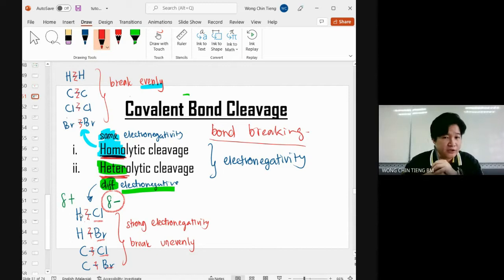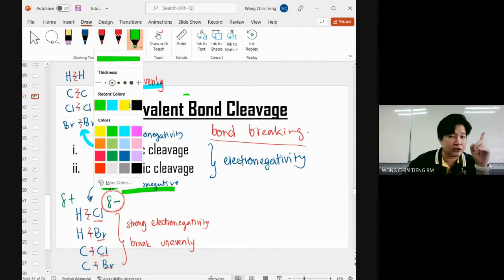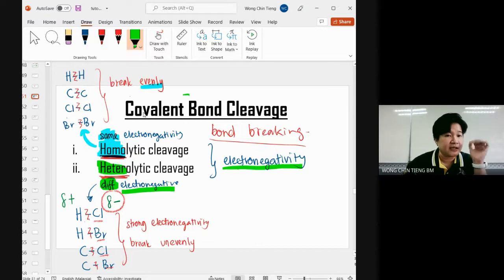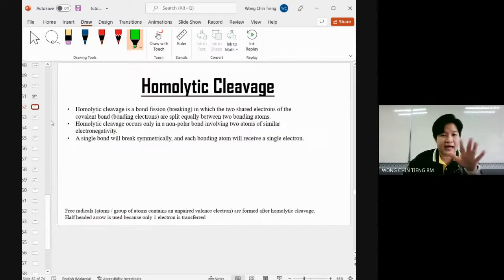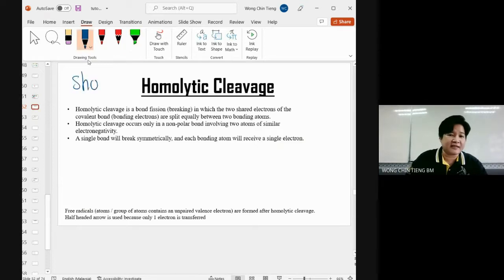So, I want to remind you, homolytic cleavage is the bond breaking equally. Why the bond break equally? The only word that you need to keep in your mind is electronegativity. Kenapa dia boleh putus sama rata? Same electronegativity. Kenapa dia putus tak sama rata? Sebab different electronegativity. The end. Yang saya nak fokus adalah how do you show the homolytic. Just now I tell you what is the homolytic. Right now I want to show you the homolytic.